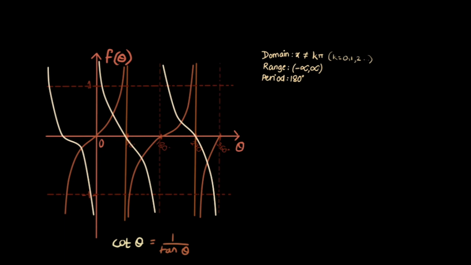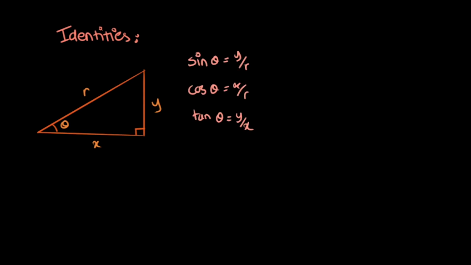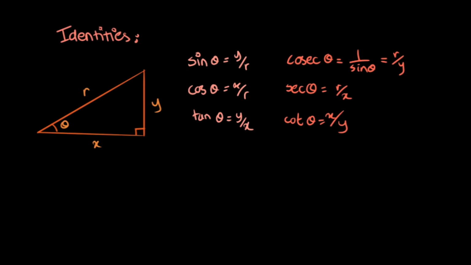Now, let's take a look at some relevant identities. Let's start with our trusty triangle. We know the sin, cos, tan relations already. The cosec, sec and cot ones are just their flipped counterparts. So cosec is r by y, sec is r by x, and cot is x by y.